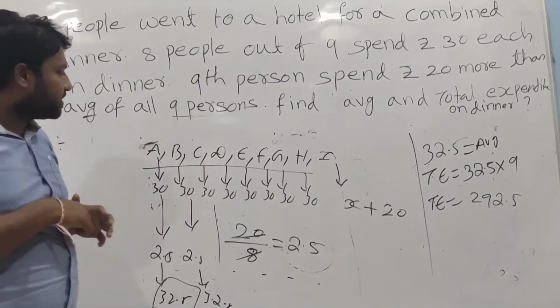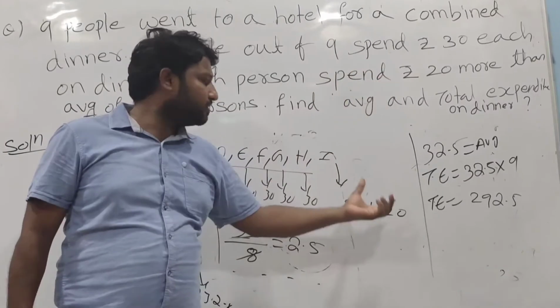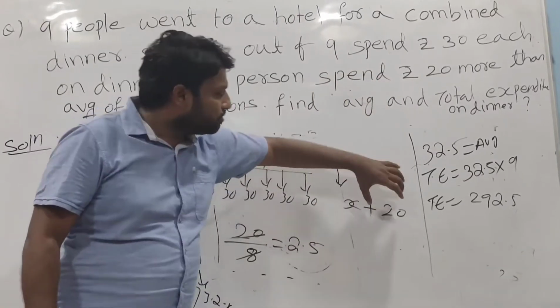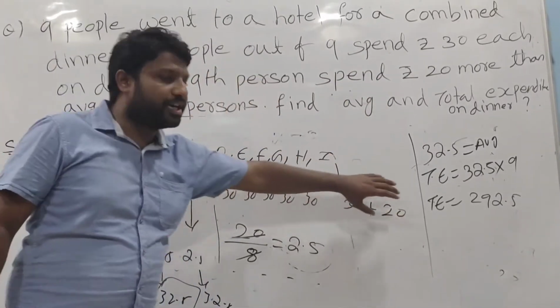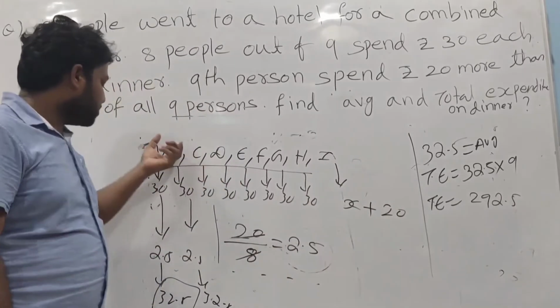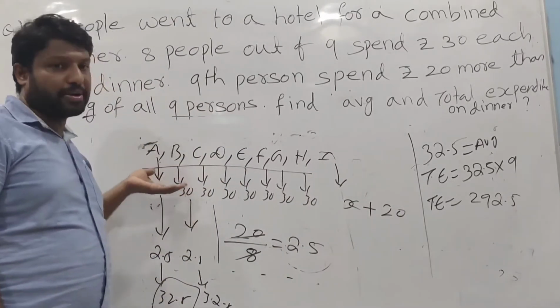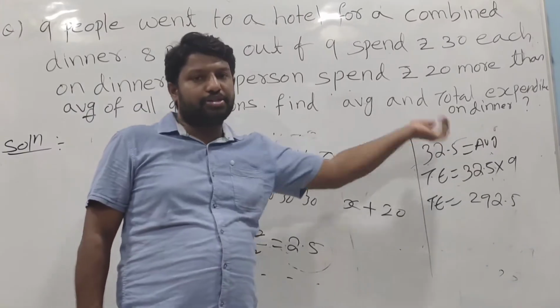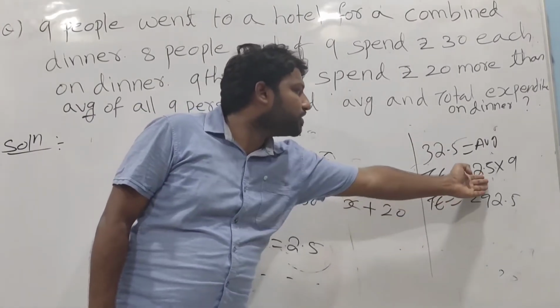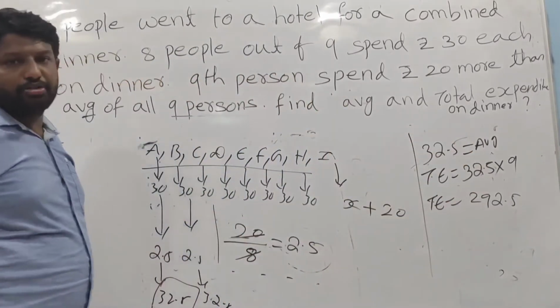So no need of writing this in the exam also. Directly, how much is spending? 20 rupees more. So directly you share this 20 by 8 people. So 2.5. So each person is spending 2.5 extra. That will become the average. 30 plus 2.5 is 32.5. Total expenditure means 32.5 into 9, you will get 292.5.